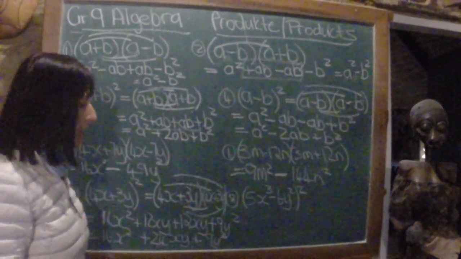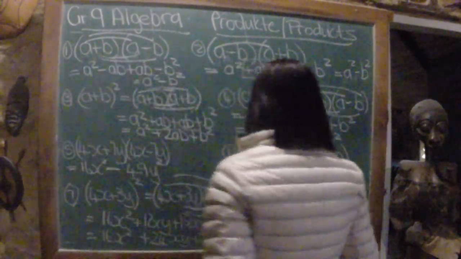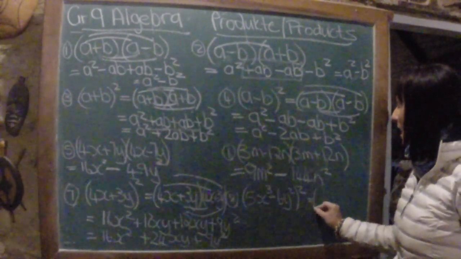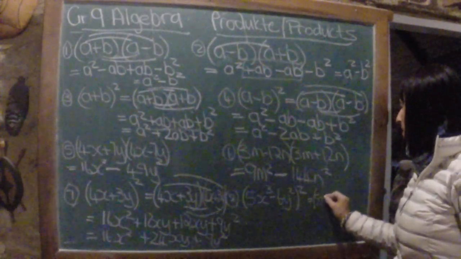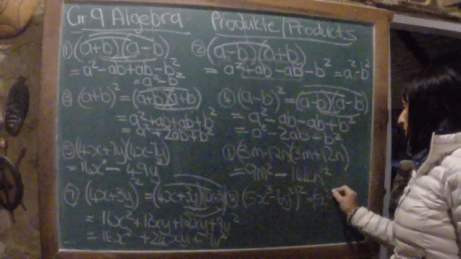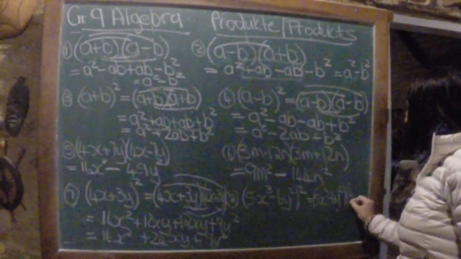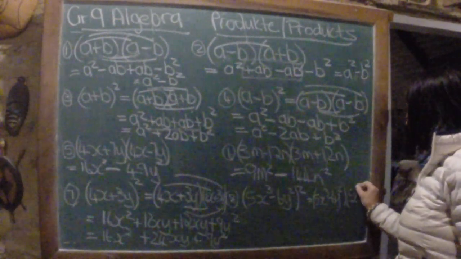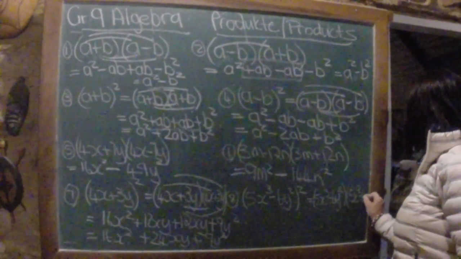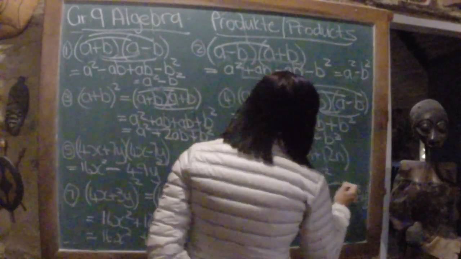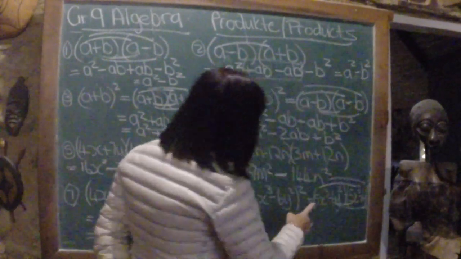This one I'm going to rewrite twice. It's not the difference between two squares, because both the brackets are minuses. Both the brackets now are minuses, so the middle terms are not going to vanish mathematically. So let's multiply. Arrow method.